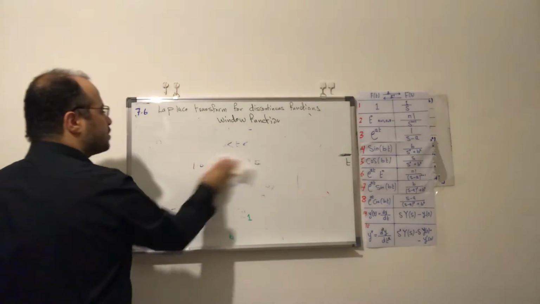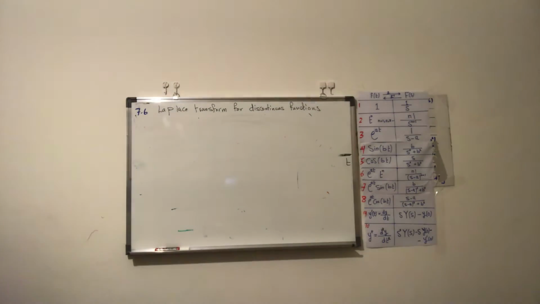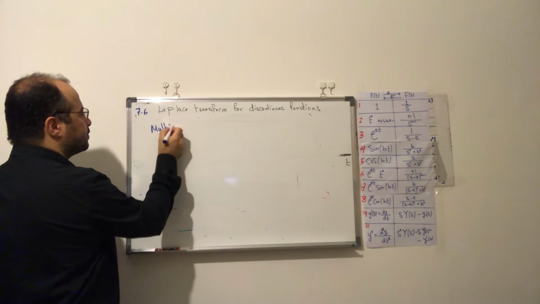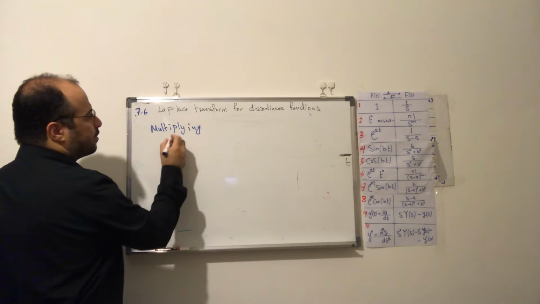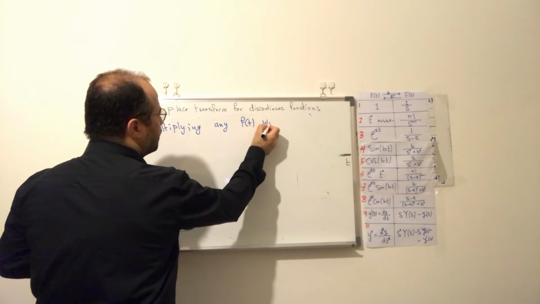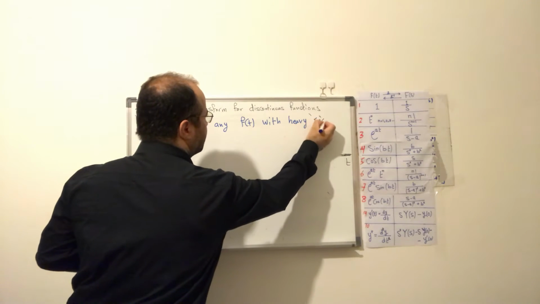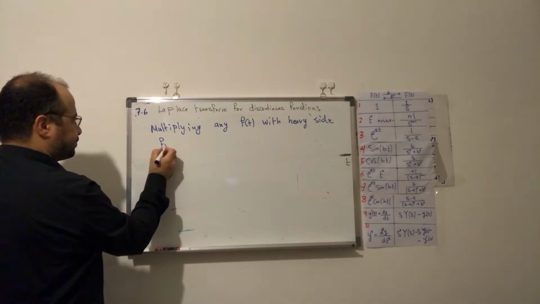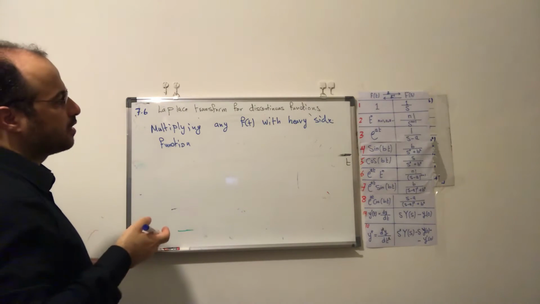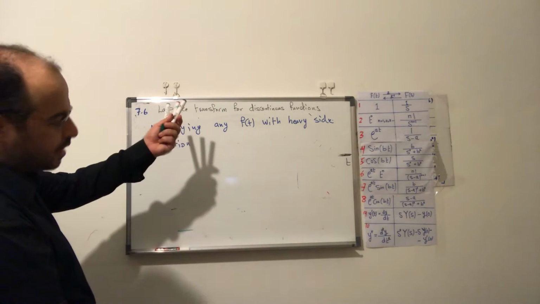Now let me also show you what happens if you multiply a normal function, any f of t, with the Heaviside function. We call it Heaviside because one side is heavier than the other. So one side is 1, the other side is 0, so one side is heavier than the other.